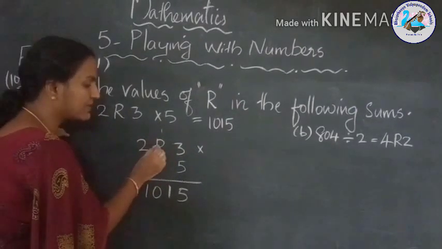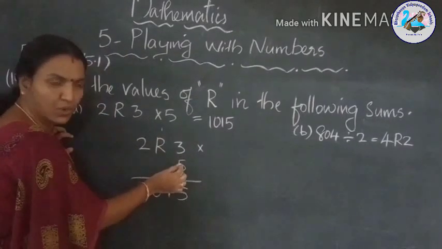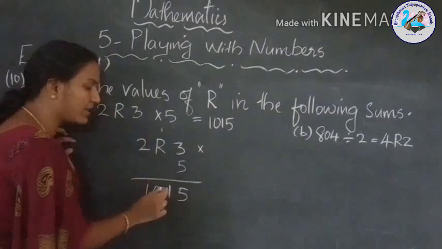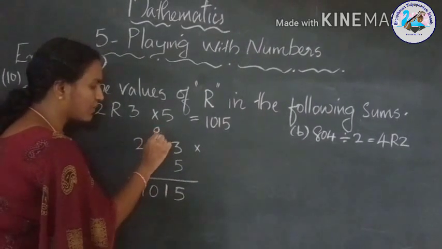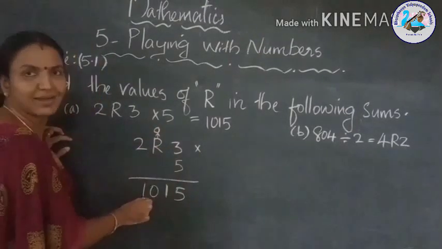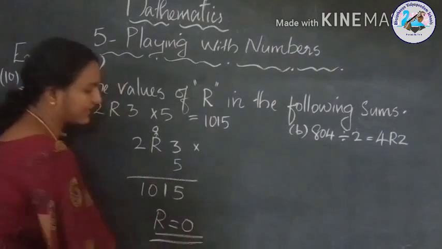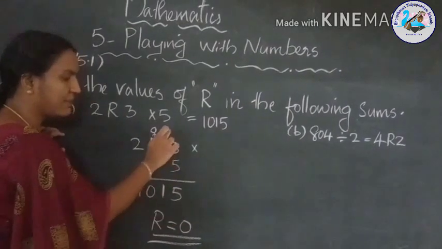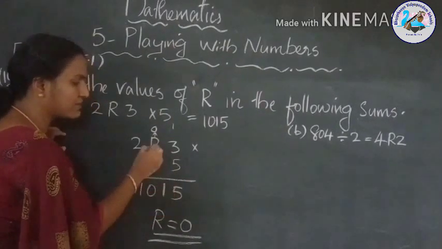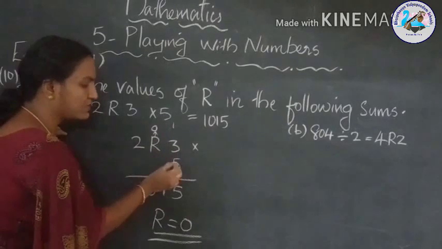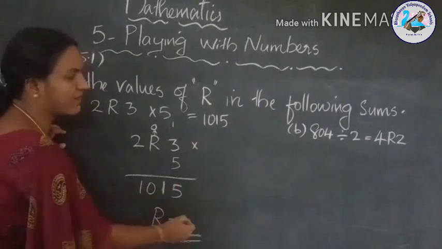We have to find the value of R. The only possibility is R is equal to 0. So 0 into 5 is 0. 0 plus the remainder 1 is 1. Then 2 into 5, 10. So R is equal to 0. Once again, 5 3s are 15, balance 1. 5 into 0 is 0, 0 plus 1 is 1, 5 into 2 is 10. So the value of R is 0.